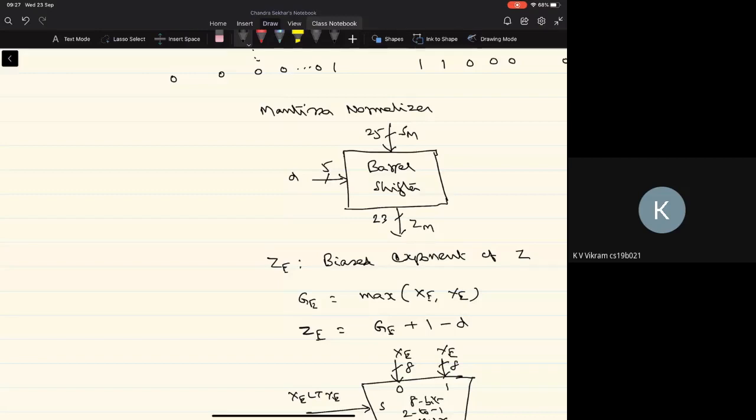If there is no adjustment to be done, let's say the result that we have is in the normal form, then what will be the value of ZE, that is the biased exponent of Z? It will be nothing but the maximum of the two exponents XE or YE, because the result is always associated with the number with the greater exponent. Okay. So now we are calling it GE, the maximum of XE and YE. And what is the adjustment that we have to do here?